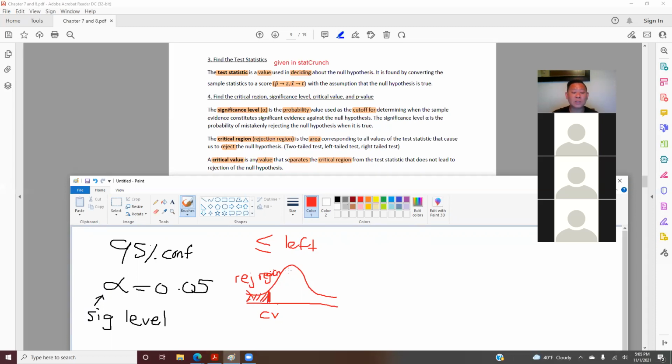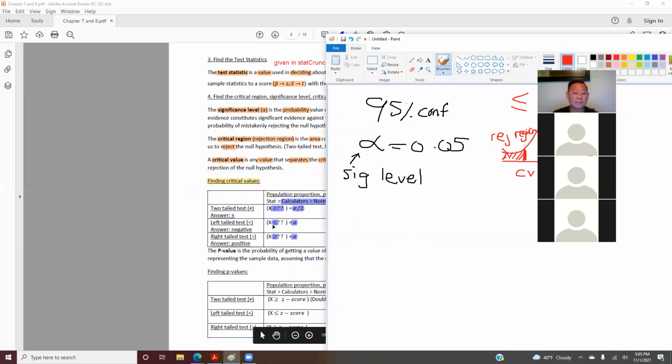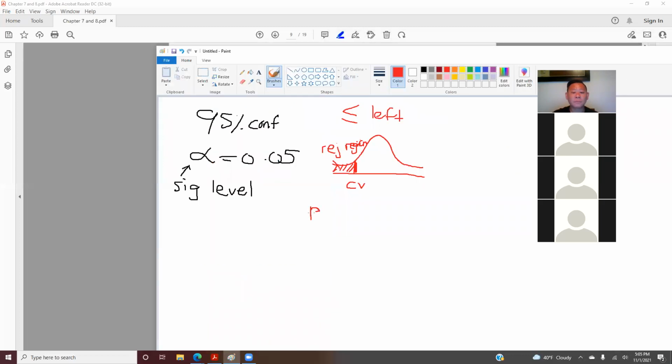This critical value is found using P(X less than or equal to blank) equals alpha. And again, if it's 95%, then alpha is 0.05. So this is called the left tail.